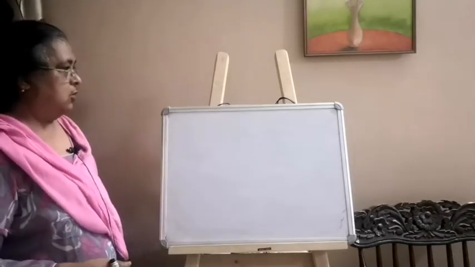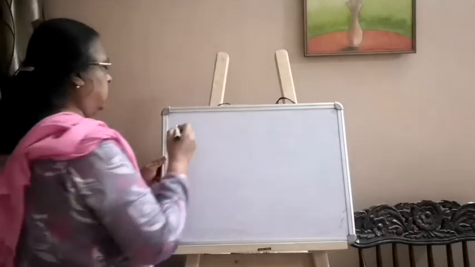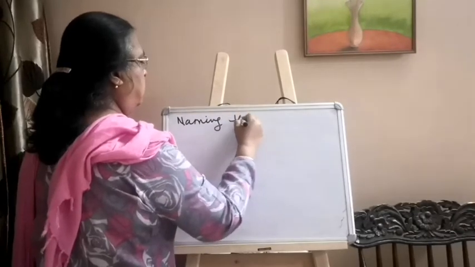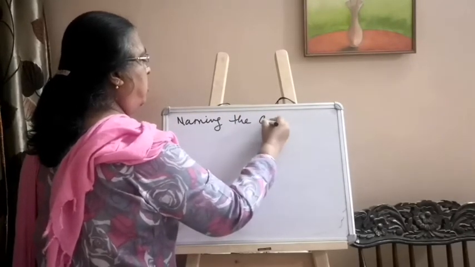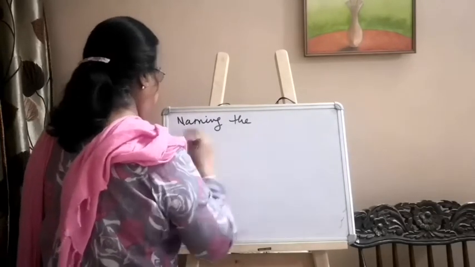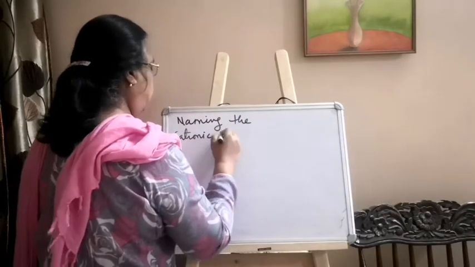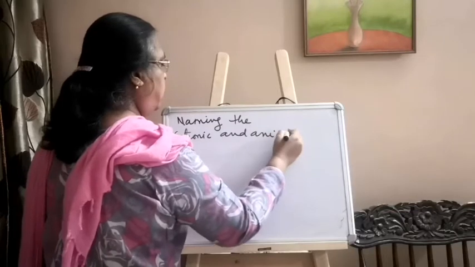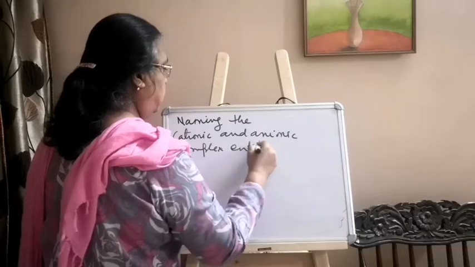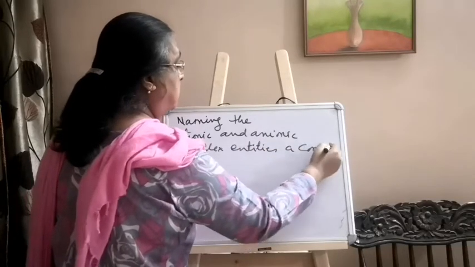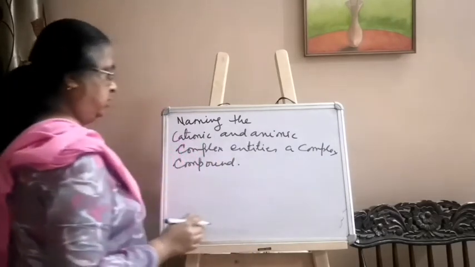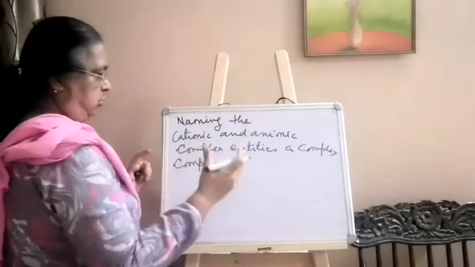So this was here, and now see the naming. If we have a cationic and anionic complex entity in a complex compound. In one complex compound, you have both, there is no ionosphere, you have both parts as complex.